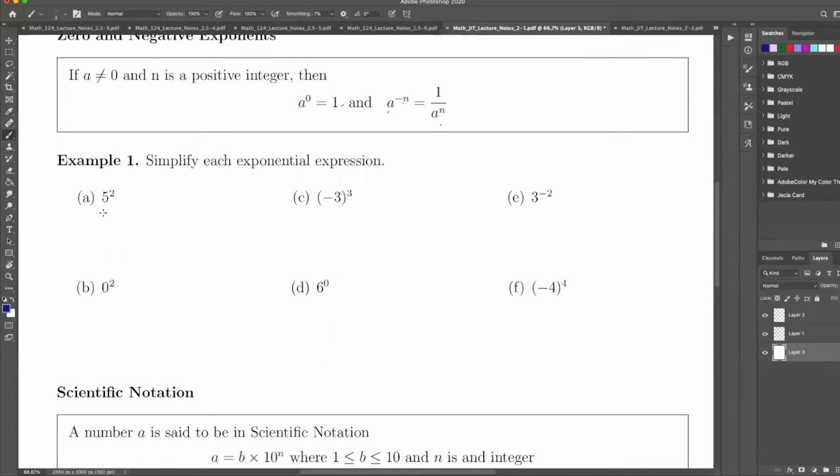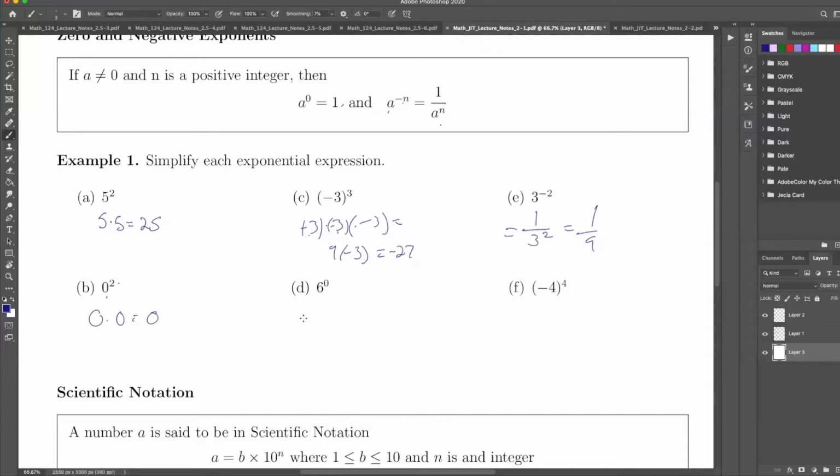So 5 squared means 5 times 5, so this is 25. Negative 3 cubed is equal to minus 3 times minus 3 times minus 3. Minus 3 times minus 3 is positive 9, so this would be positive 9 times minus 3, which is equal to minus 27. Here, 3 to the negative 2 power is the same as 1 over 3 squared, which is the same as 1 over 9. 0 squared is 0 times 0, which is equal to 0. Actually, 0 to any power is 0.